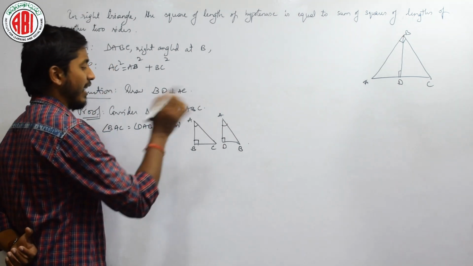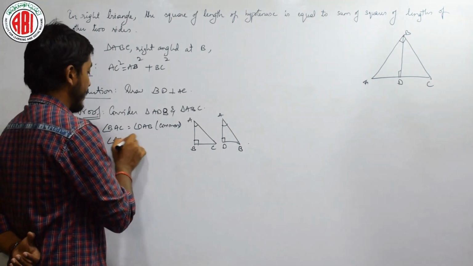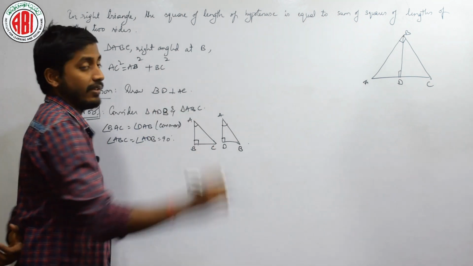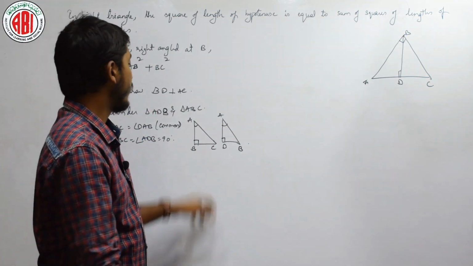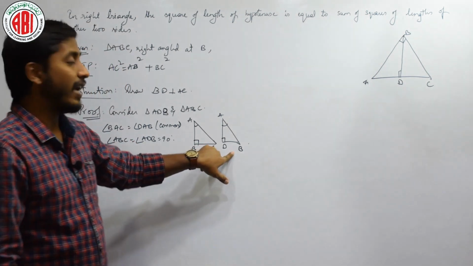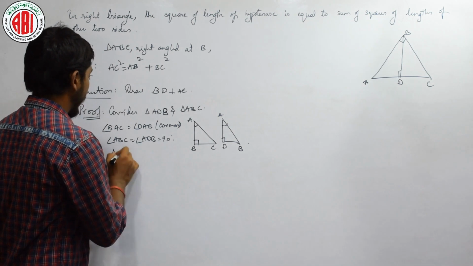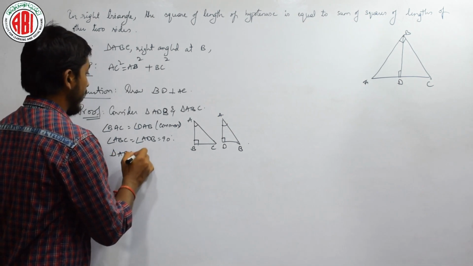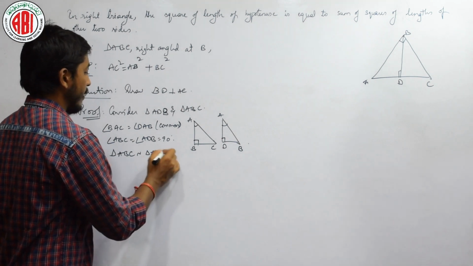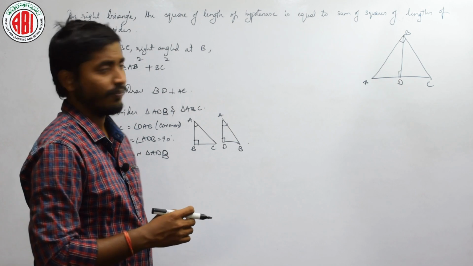I can even write angle A equal to angle A. And one more thing is angle ABC is equal to angle ADB, that is equal to 90 degrees, right. Now if you observe, by AA similarity, I can prove that these both triangles are similar to each other. Therefore, triangle ABC is similar to triangle ADB by AA similarity also, right.